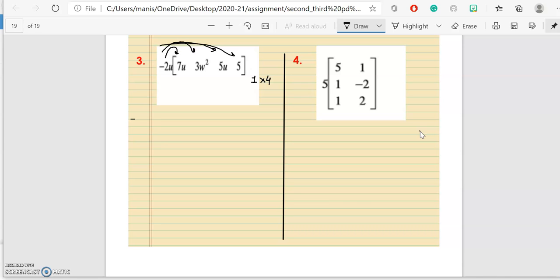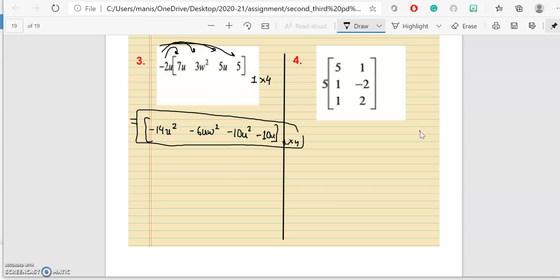So, very easy. Negative 2 times the first entry gives me negative 14u squared. Make sure you leave some space. The next gives me negative 6uw squared. The next gives me negative 10u squared, and negative 10u. And this is my answer, but do not forget to write the order, 1 by 4. That's my answer for this.